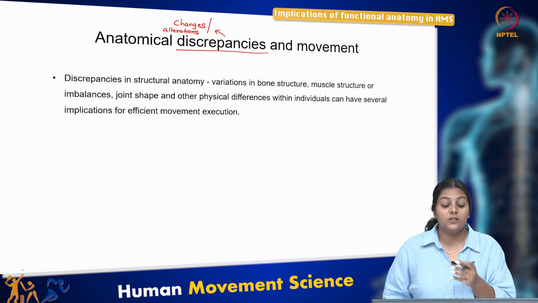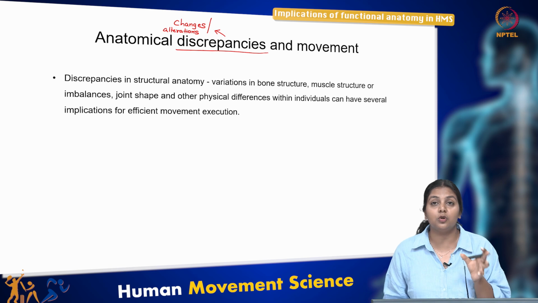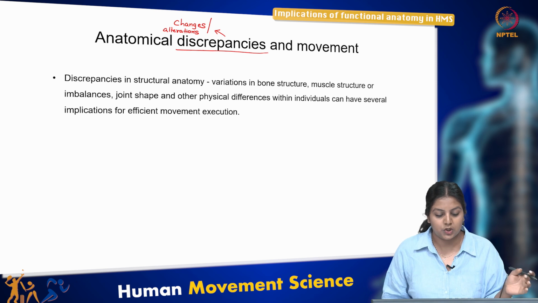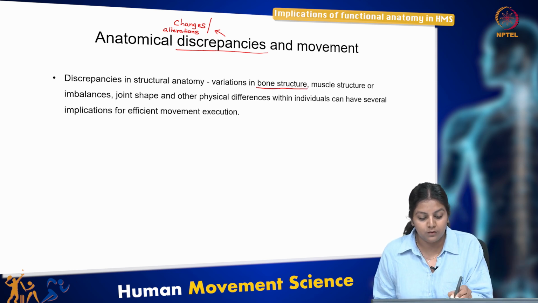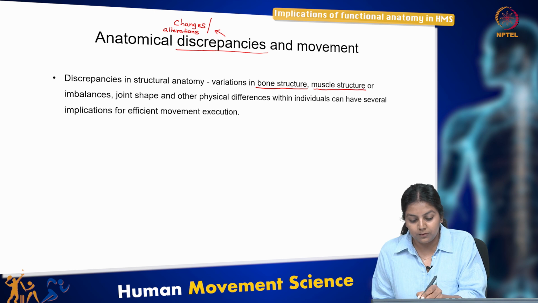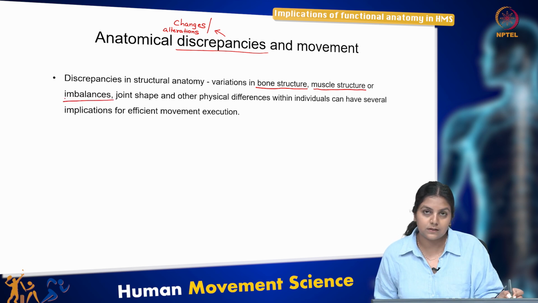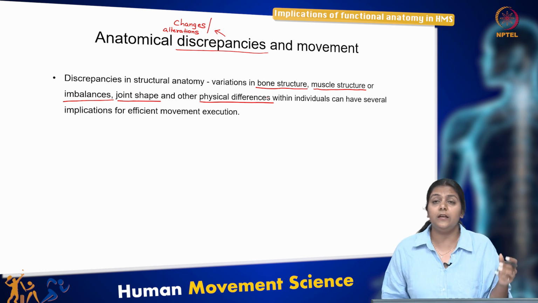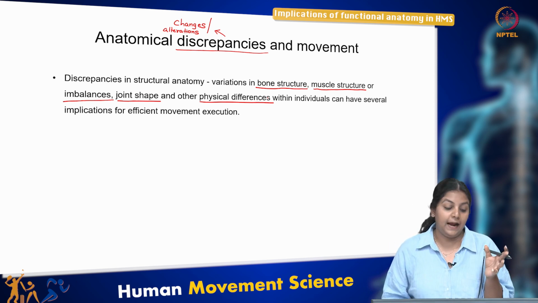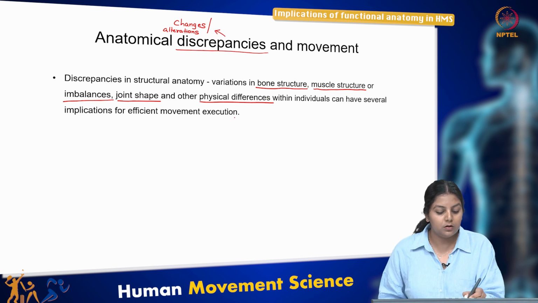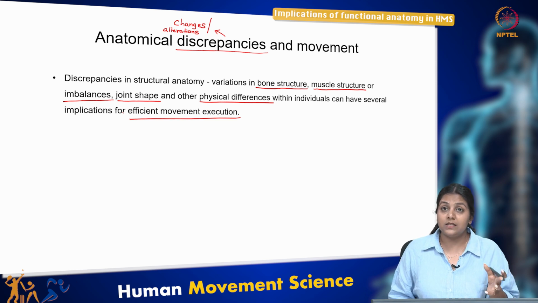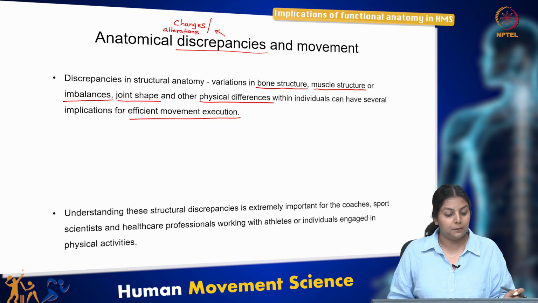So discrepancies in structural anatomy. So imagine your structural anatomy, and if there are any alterations or changes, so for example variations in bone structure, muscle structure, and or imbalances, right? You could also have discrepancies in joint shape, and other physical differences within the individual can have several impact or implications for efficient movement execution. So let's see how do we work around these discrepancies and what these discrepancies could be.